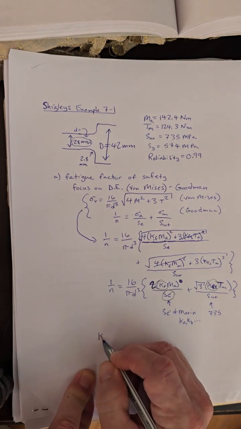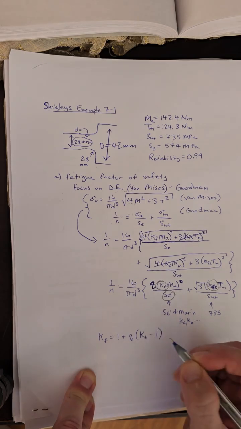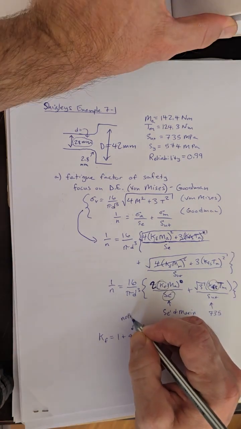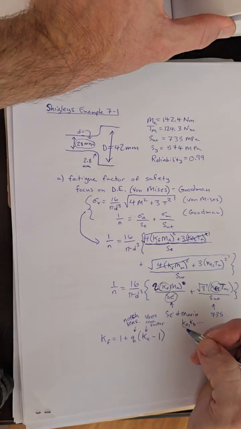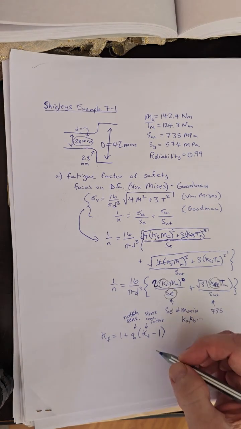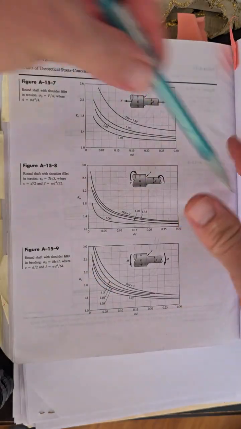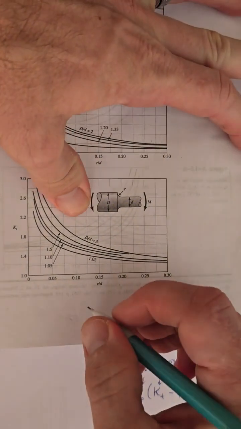First off, Kf equals 1 plus q times Kt minus 1. So what is q and what is Kt? q is the notch sensitivity and Kt is the stress concentration factor. There's a plot that we have to use to identify both q and Kt. First off, to find Kt, we have to use figure A-15-9. In this figure, along the horizontal axis, we need r over d.